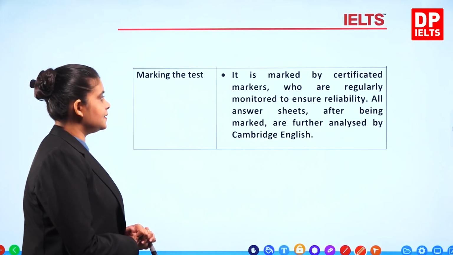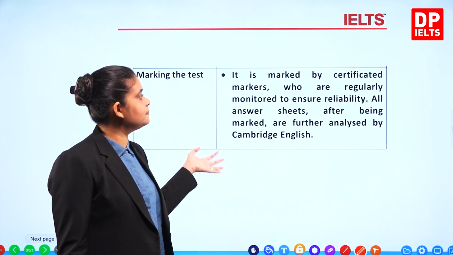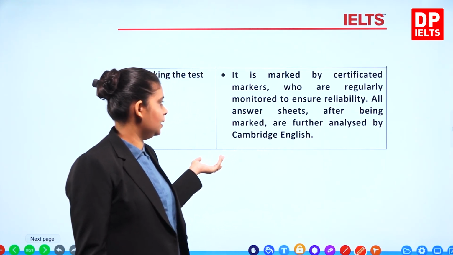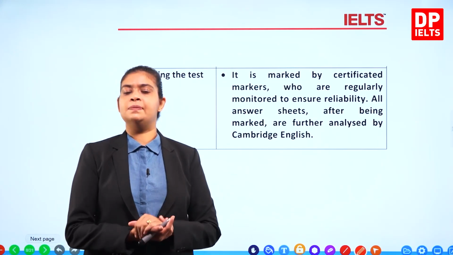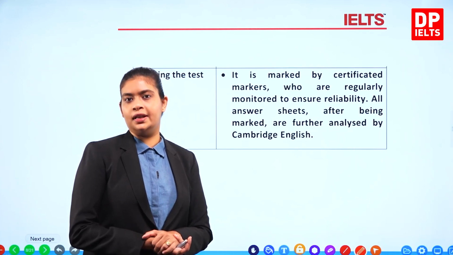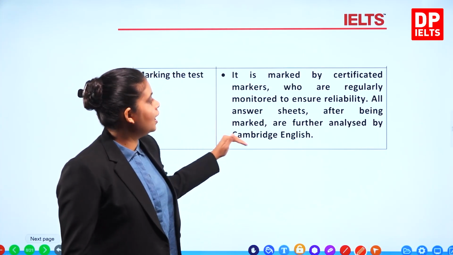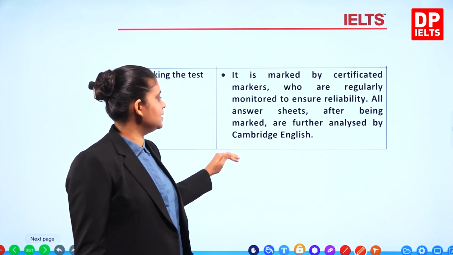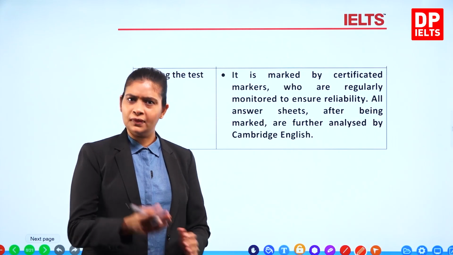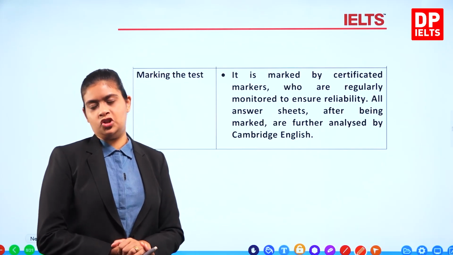So, marking the test. Everyone can't mark these tests, okay? It is marked by certified markers who are regularly monitored to ensure reliability, okay? These markers are assessed every 2 years, and they need to get a certain score to go in for marking, right? All answer sheets after being marked are further analyzed by Cambridge English, and it's usually double marked, okay? Someone will quickly verify it and then it is further analyzed by Cambridge English, okay?